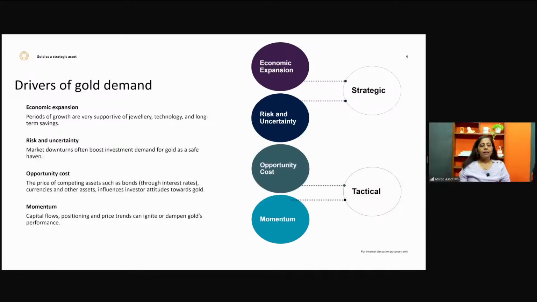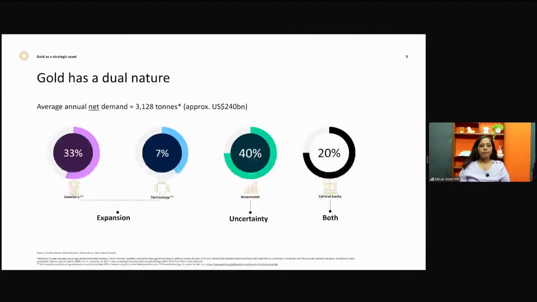On the tactical side, opportunity cost is something that drives demand. The price of competing asset classes, whether it's interest rates and bonds or other assets and currencies, also influences the demand for gold. And the last is momentum. Capital flows, positioning, and price trends can ignite or dampen gold's demand.